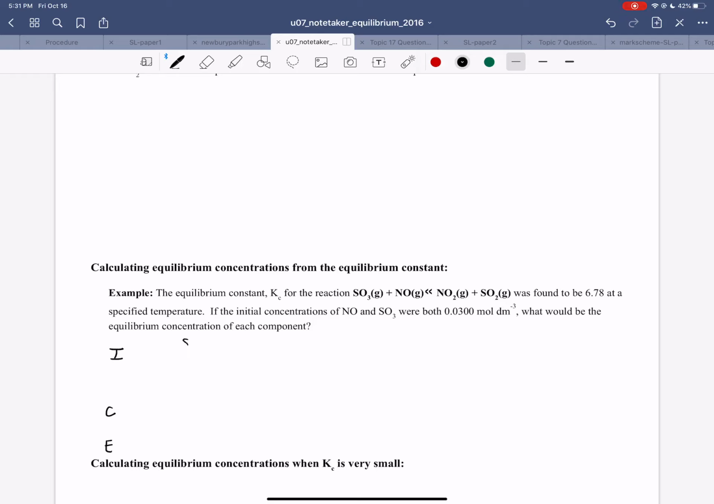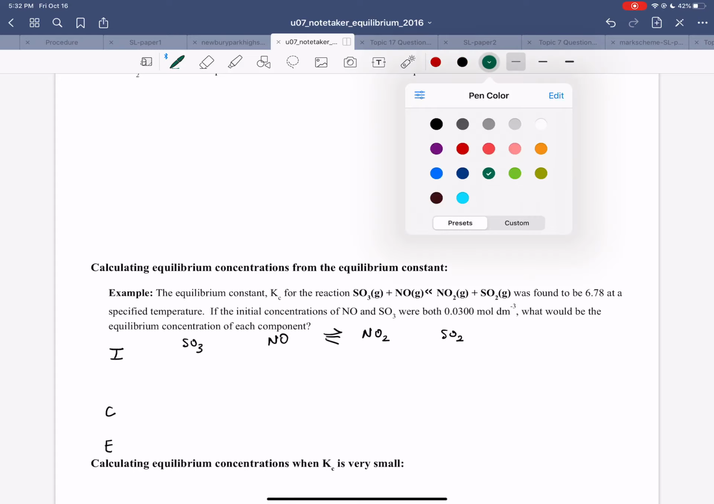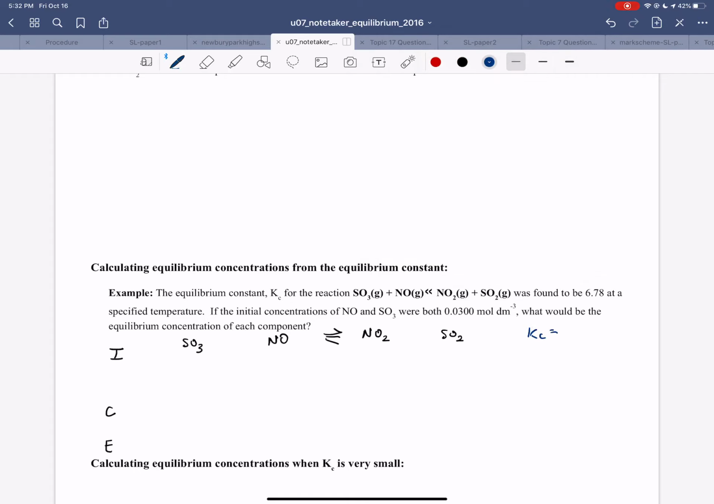ICE, and we have SO3, NO, NO2, and SO2. So, what do we know about I? Well, we know, for starters, this was found to be 6.78 at a specified temperature. So that's Kc. Kc equals 6.78. The initial concentration of NO and SO3 were 0.03. And we know for sure this starts at 0 because it doesn't specify. What would be the equilibrium concentrations?